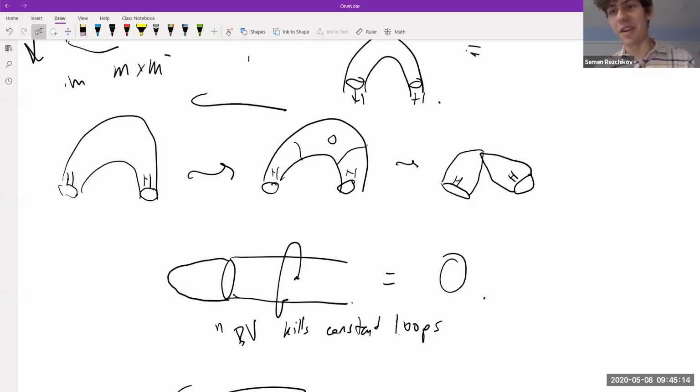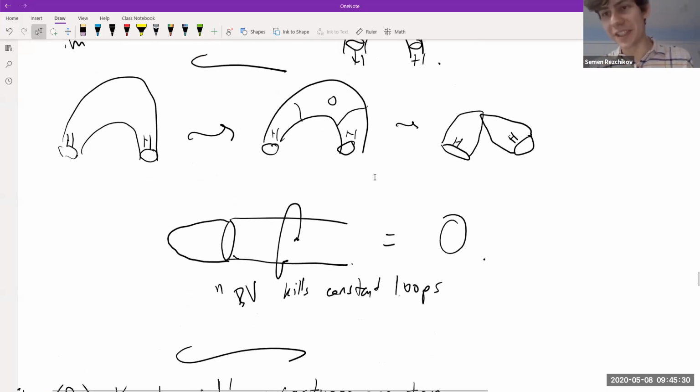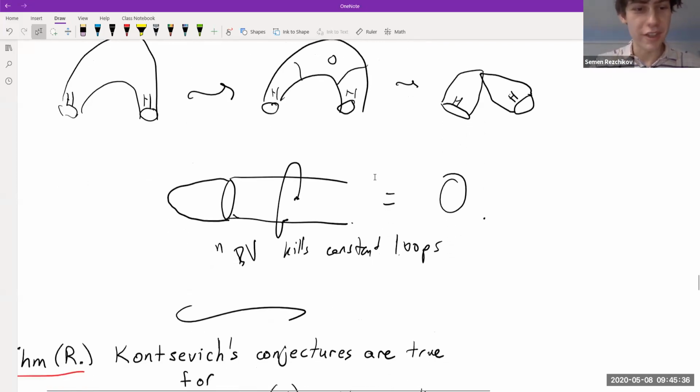Alternatively, what you should think about is if you have an action of S1 on the constant loops in the free loop space, if you take just a constant loop, then you get a degenerate chain as the image of the action, so that's zero. So there's this map to negative cyclic homology, but it's given by the same kinds of moduli spaces that occur in the moduli space for the BV operator. That's where this works.